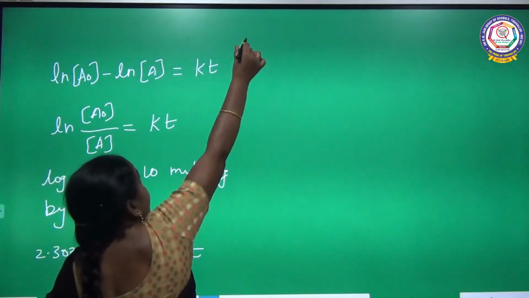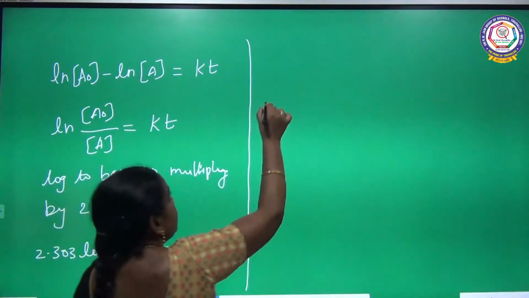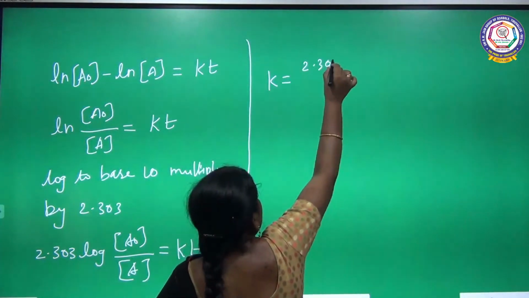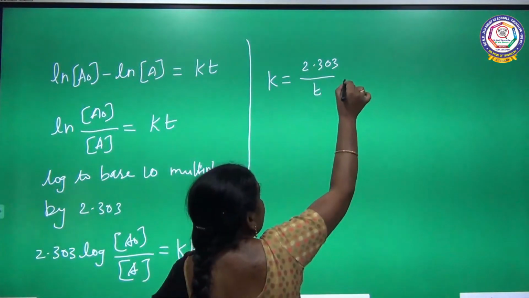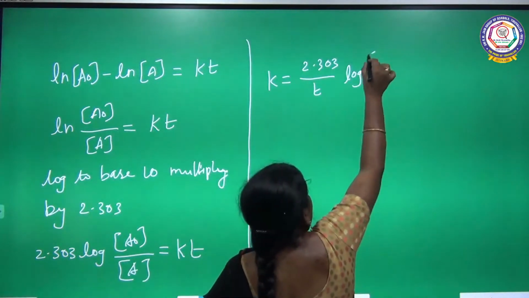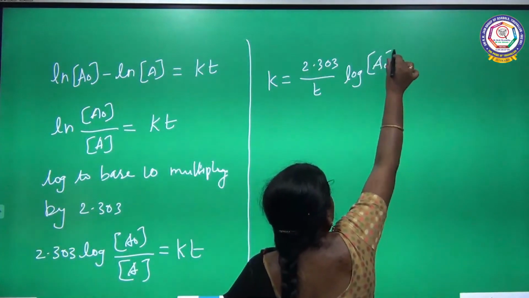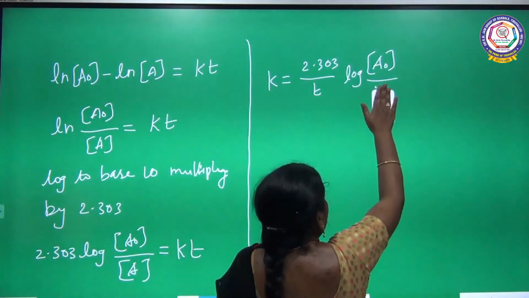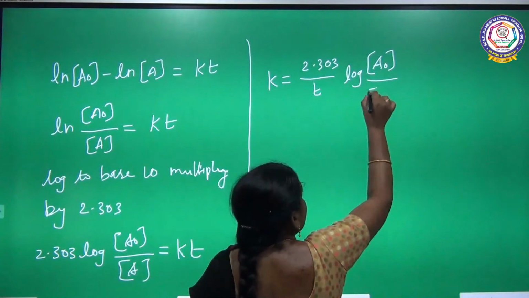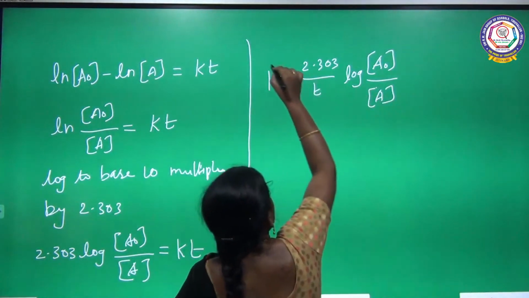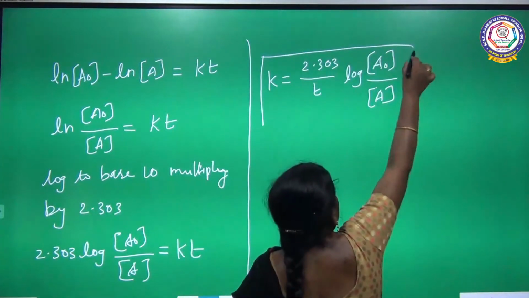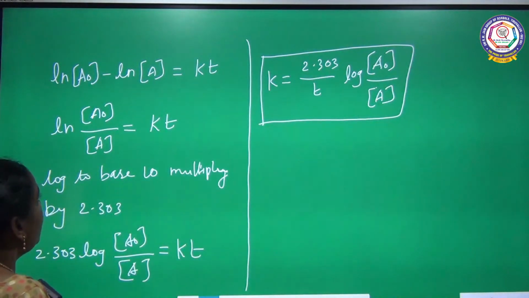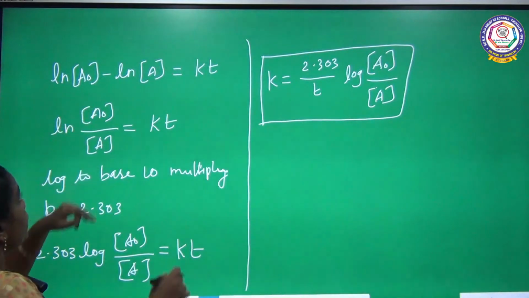And this equation can be rewritten as K equal to 2.303 by t log of concentration of A0 by concentration of A. So this is the integrated rate law.